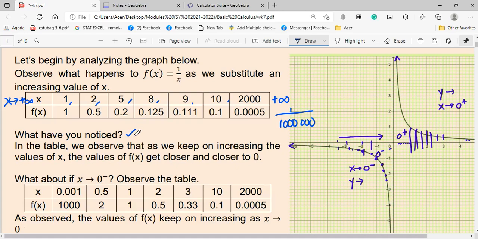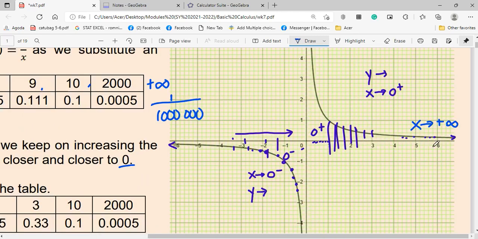Sabi niya. Okay, now in the table, you can observe that when you keep on increasing x, the values of f of x get closer and closer to 0. Pag nilalakihan ng x, ang y ay lalapit at lalapit lang siya sa 0. At bakit kaya? Okay.